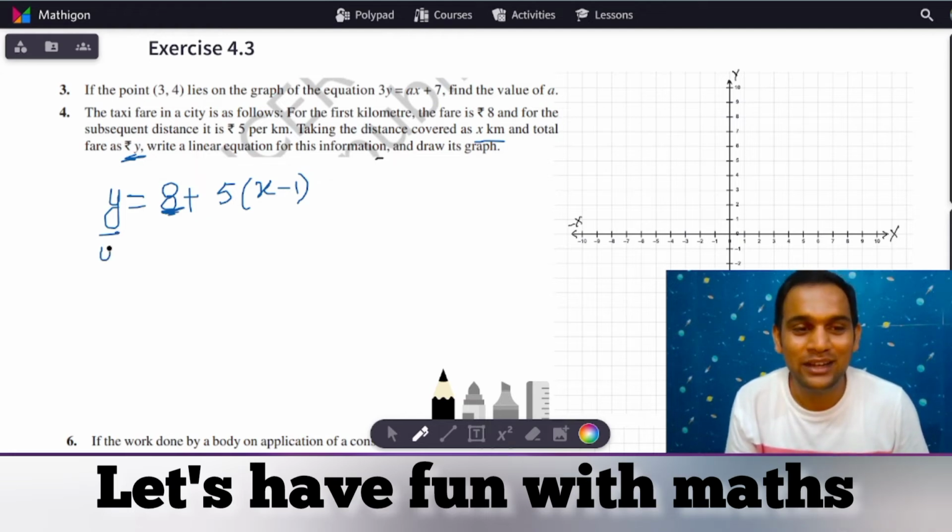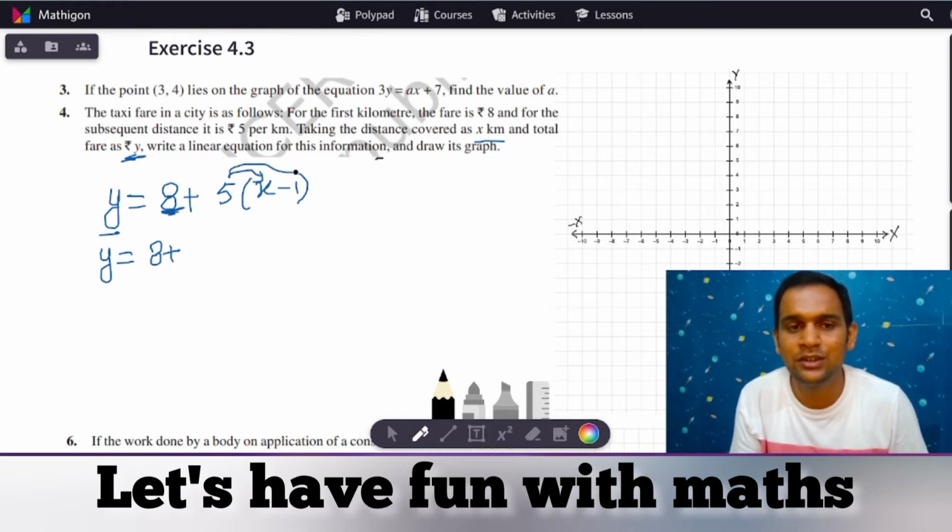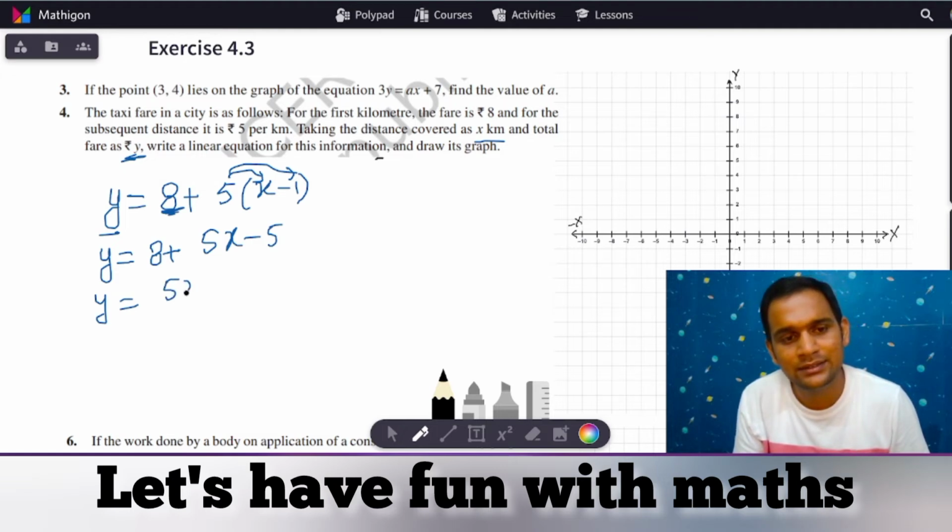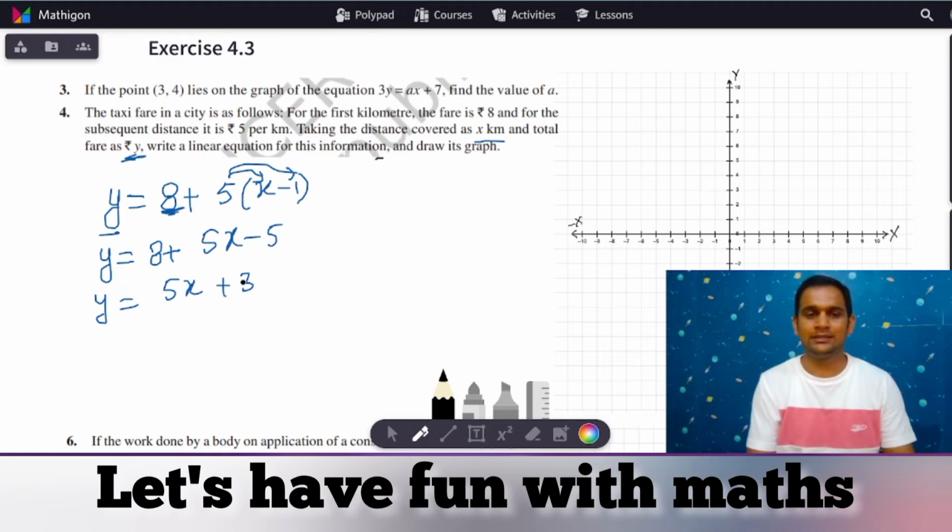Okay, so now let's make that equation into standard form. So this becomes 8 plus 5 times (x minus 1), using the distributive property. So this becomes 5x minus 5. So y equals 5x, and 8 minus 5 is 3. I hope that makes sense.